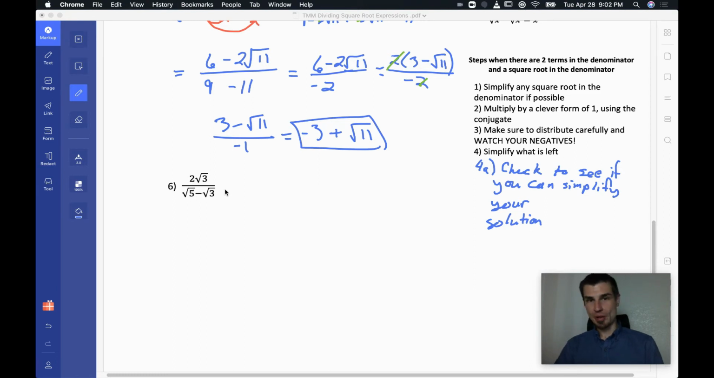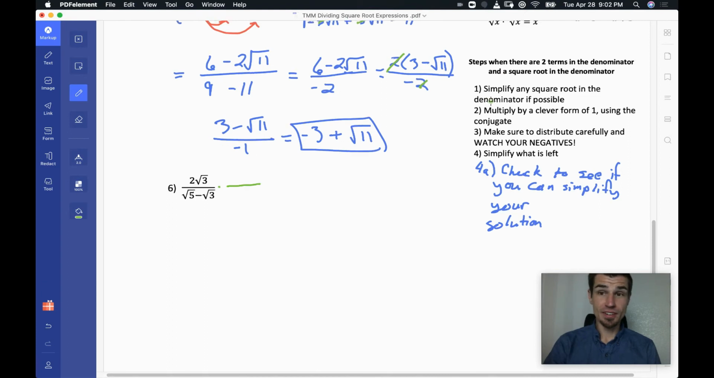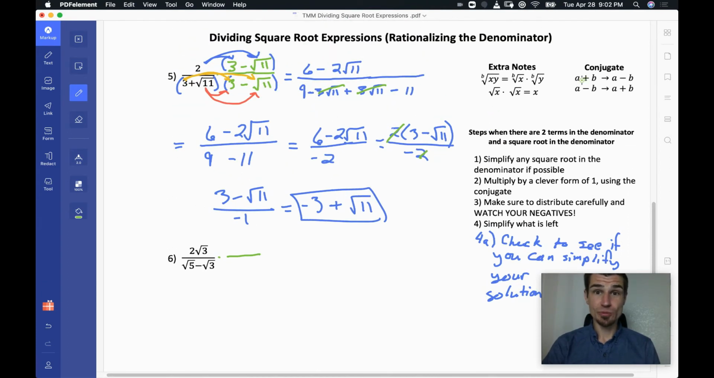So we want to multiply by a clever form of 1. So remember, to find this clever form of 1, we want to be multiplying by the conjugate. If you remember up here, we said the conjugate is just when you take the two terms from the binomial, you keep those the same and you just flip-flop the sign in the middle. So we're going to keep the square root of 5 here, and we're going to keep the square root of 3. Those aren't changing at all. But what we do change is that negative. We're going to change the negative to a positive.